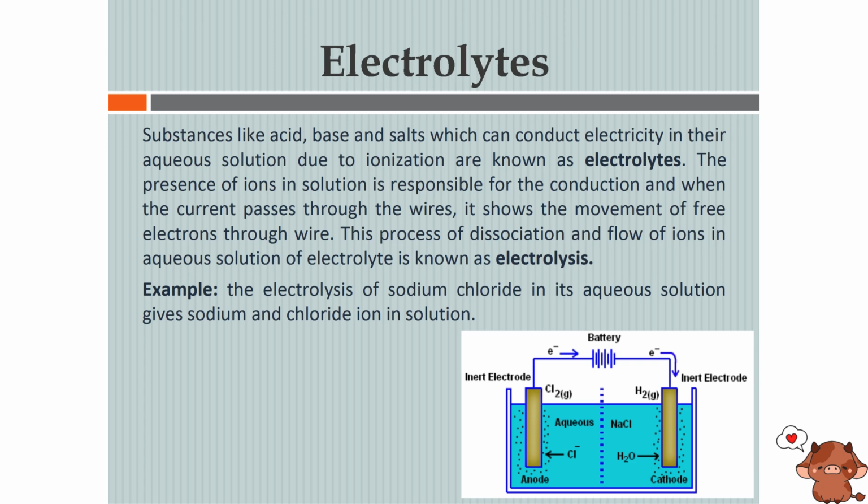Now let's visualize this. The diagram shows an inert electrode setup with aqueous sodium chloride. We see labels like C1, C2, H2 gas, C3, hydrogen oxide, and C4. This represents the electrolytic cell where chloride ions and hydrogen gas are produced at the electrodes.